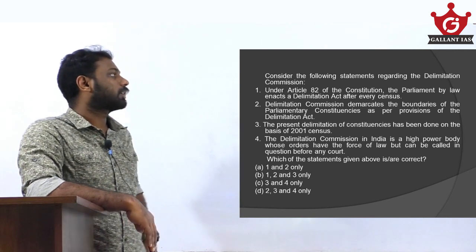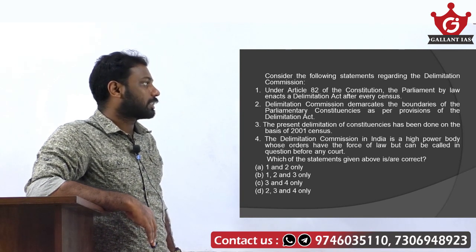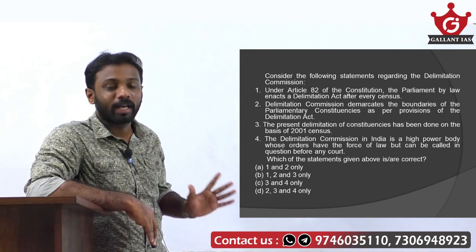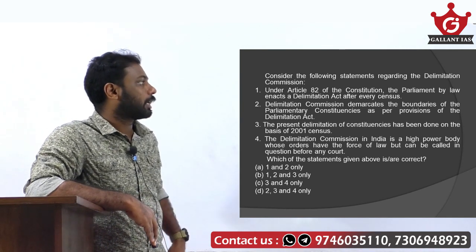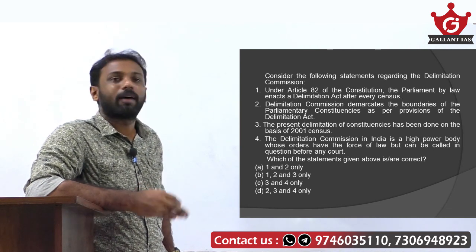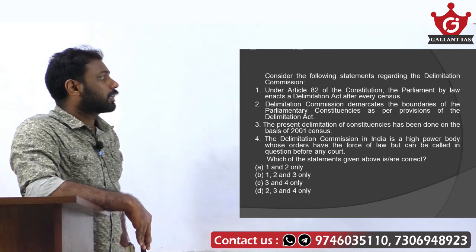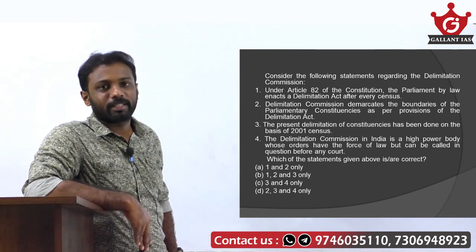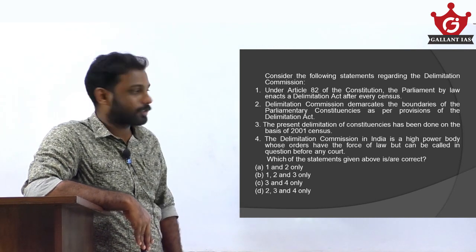Okay. So under Article 82 of the Constitution, Parliament by law enacts a delimitation act after every census. That's a correct statement because under our Constitution, under Article 82, this provision was there for Parliament by law to enact a delimitation commission after every census. That's a correct statement only. Delimitation Commission demarcates the boundaries of parliamentary constituencies as per the provisions of the Delimitation Act. See, that's the very objective of the Delimitation Commission. So 2 should also be there in our answer.